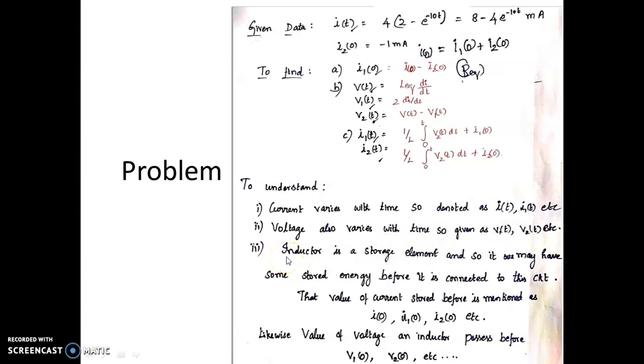And here we have inductors connected. Both inductor and capacitor are storage elements, so they may have some stored energy before being connected to this circuit. That value of current stored before it is connected here is named I of 0, and it may vary as I of 0, I1 of 0 and I2 of 0 according to the currents we are assuming. Likewise, voltage will also vary as V1 of 0, V2 of 0, etc.